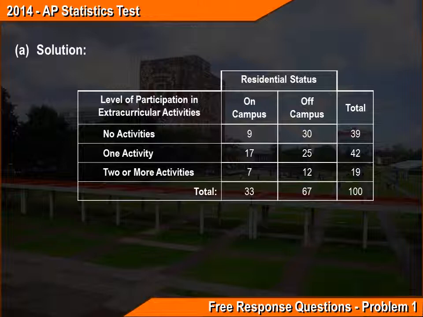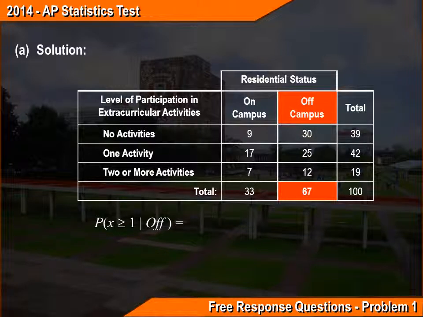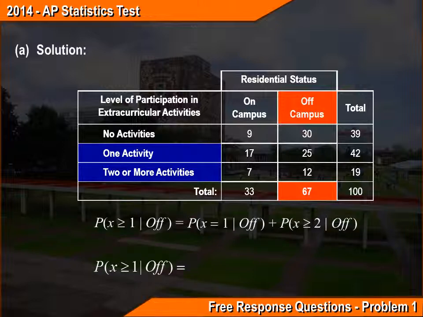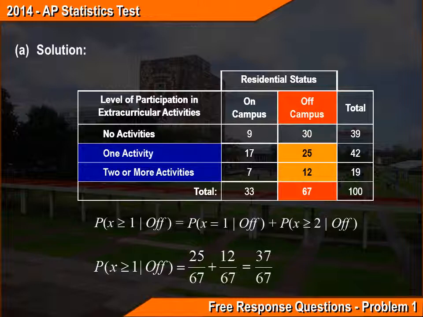In the same way, the computation of the proportion of students participating in at least one activity given that they live off campus will be the addition of the values for one activity and two or more activities under the off-campus column. This probability will now be approximately equal to 0.552.